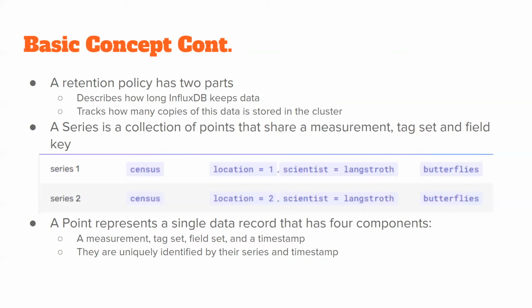And then a point represents a single data record that has 4 components: the measurement, tag set, field set, and a timestamp. So it's pretty much everything you see in a series, except it also has to include a timestamp. And then each point is uniquely identified by both its series and timestamp.